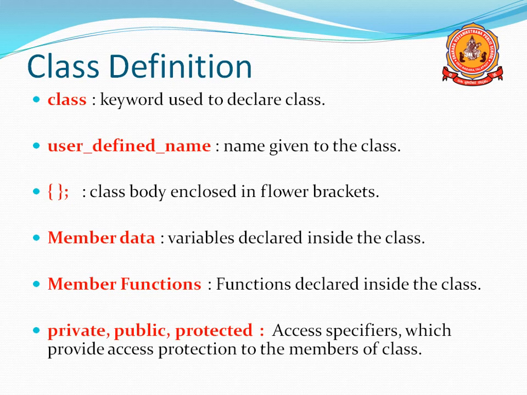First is class. Class is a keyword used to declare or define a class. If you want to declare or define a class, the keyword class is used. Next one is the user defined name. The user defined name is the name given to the class. But when you give the name, you should remember the rules and regulations required to name an identifier.